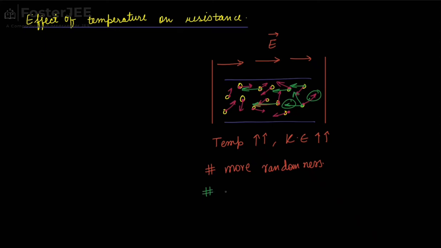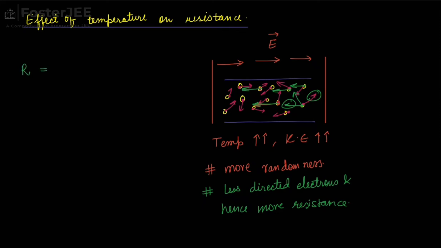It is less directed electrons, and hence more resistance. Now this is just for understanding purpose and we won't go into the derivation of this.